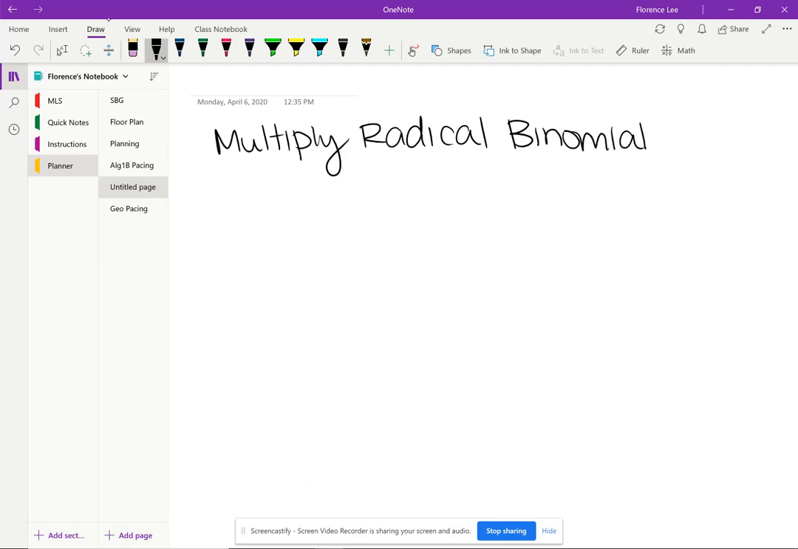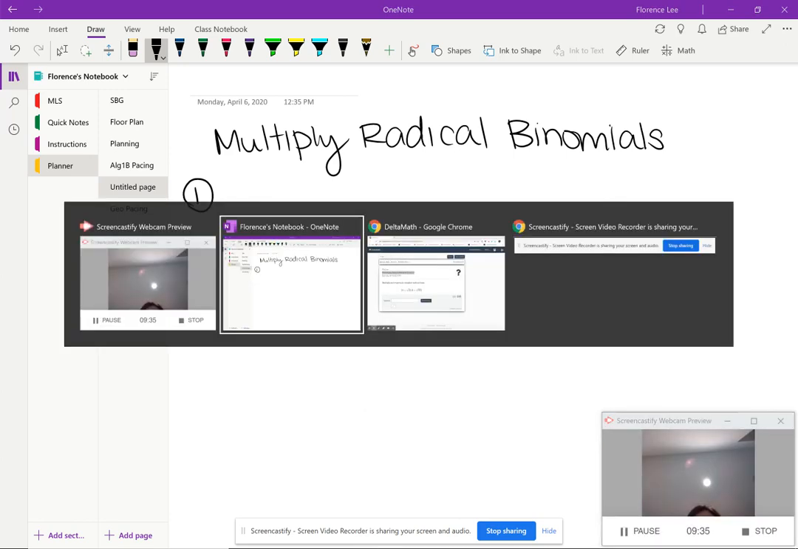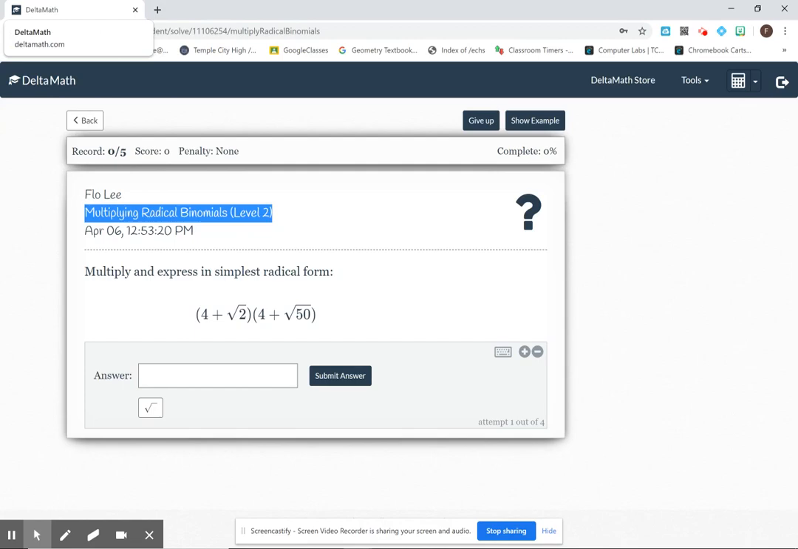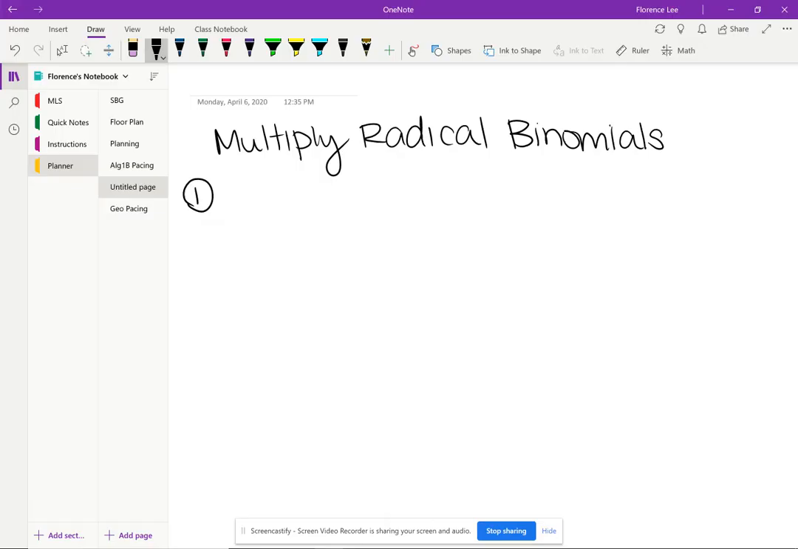So I'm titling my page just like you normally would with any homework assignment, right? You're going to title your page. We're going to say problem number 1, and then I'm going to write down problem number 1. Let's see, what is problem number 1? Whoops. 4 radical 2, 4 radical 50. All right, so I'm showing my work. So really, it's just like what you would do in a textbook, except you're doing it online.